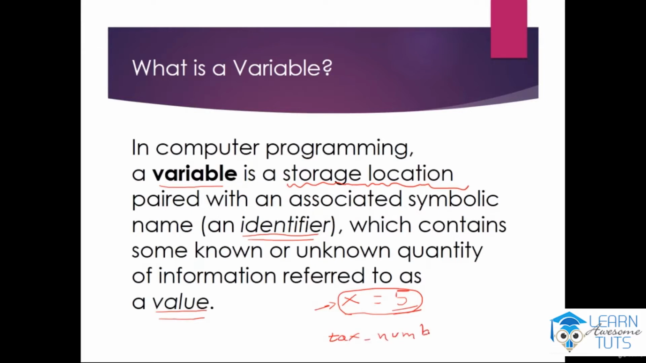So it couldn't be x, but it could be, for example, tax number, which is 231450. So this is my identifier, and this is the value. As you can see here, this is my identifier and this is my value.